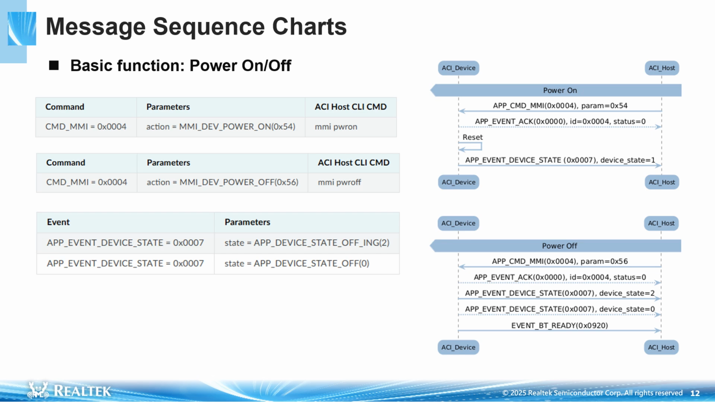The first is the basic function module. The startup and shutdown functions introduced here are controlled using the command of the AciHostCLI tool. When the command of MMI power on or MMI power off is entered, ACI device will reply to the relevant events of the device state, indicating the device status has changed, where 1 means it has been power on, 0 means it has been power off, and 2 means it is shutting down.